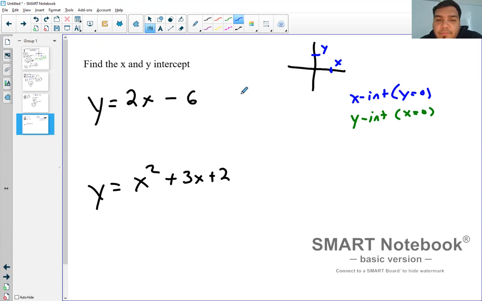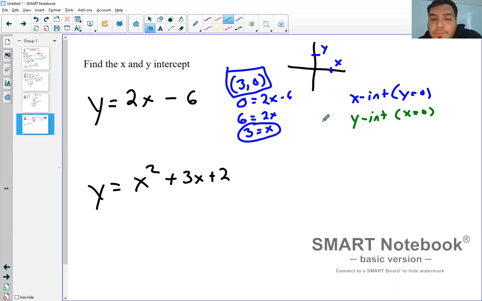So y equals 0. So for this one, 0 equals 2x minus 6. I'll do it in blue, so it's the x-intercept. From this situation, we solve for x. I would add 6 on both sides, then divide by 2 on both sides. So 3 equals x, which means my x-intercept, where it hits the x-axis, is (3, 0).